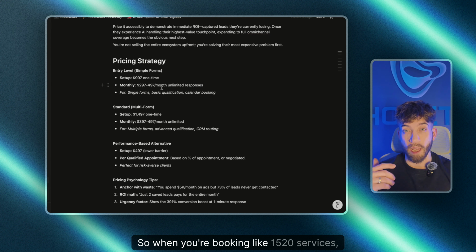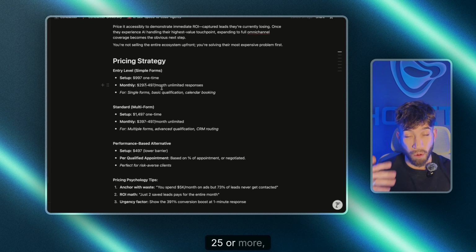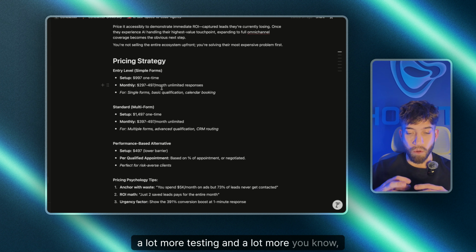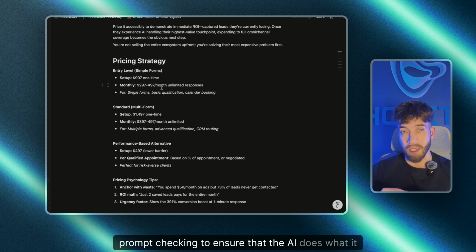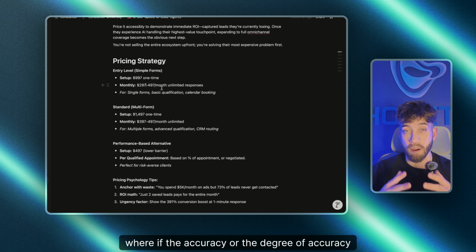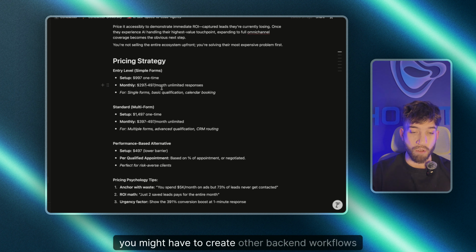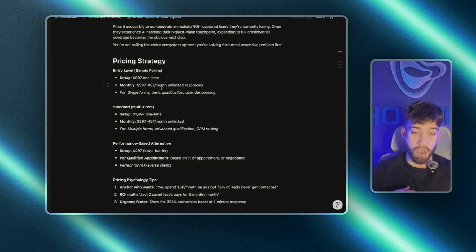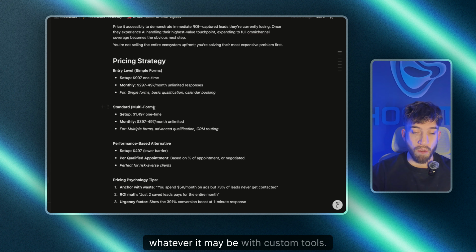So when you're booking 15, 20 services, 25 or more, this takes a lot more testing and a lot more prompt checking to ensure that the AI does what it does to a high degree of accuracy. If the accuracy isn't 100%, you might have to create other back-end workflows to send them a booking link, or do a warm handover, or whatever it may be, with custom tools.